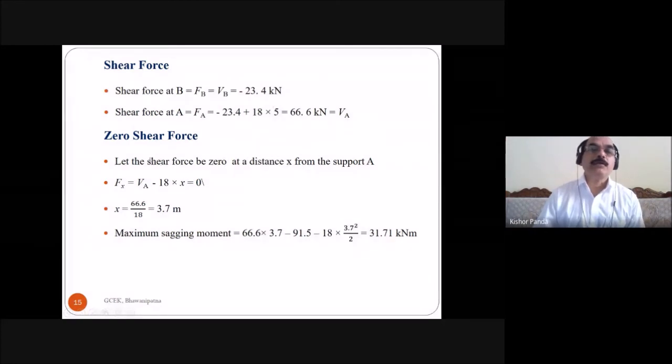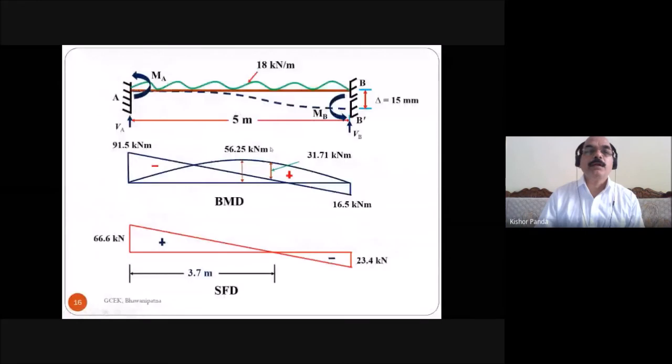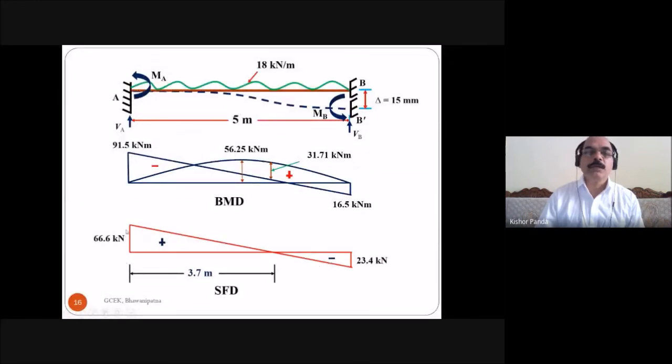Then find out the zero shear force position, because this is the shear force diagram. This is 23.4 kilonewton negative, and here the shear force is 66.6 kilonewton positive. The shear force diagram will go linearly because this is the UDL, so you have to join this point and this point. This is the positive shear force and this is negative.